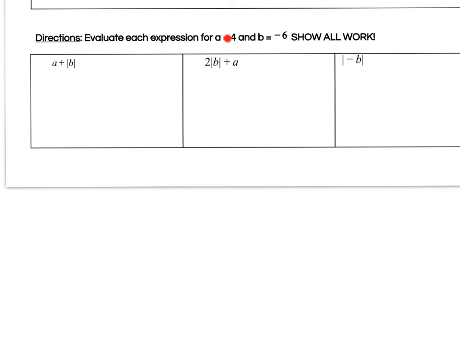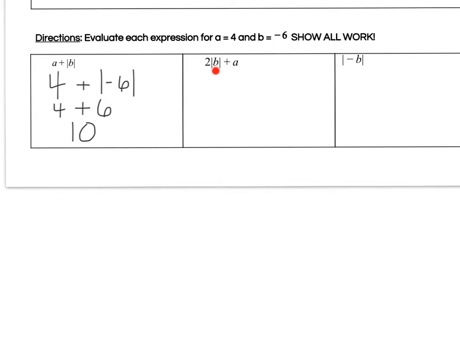You've been given these values. A happens to be 4, so replace A with 4, plus the absolute value of B, which is -6. That is rewriting it, but now I need to figure out what is the absolute value of -6. So it turns into 4 plus 6. 4 plus 6 is 10. Excellent. Next question.